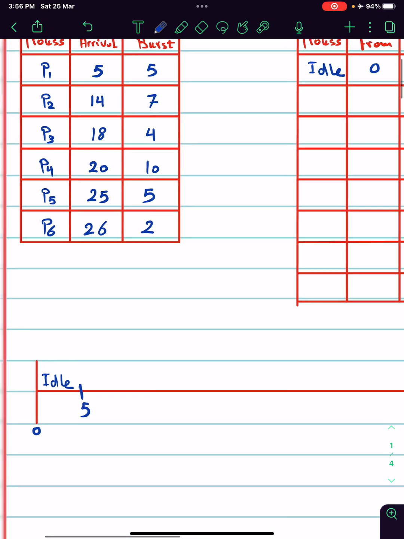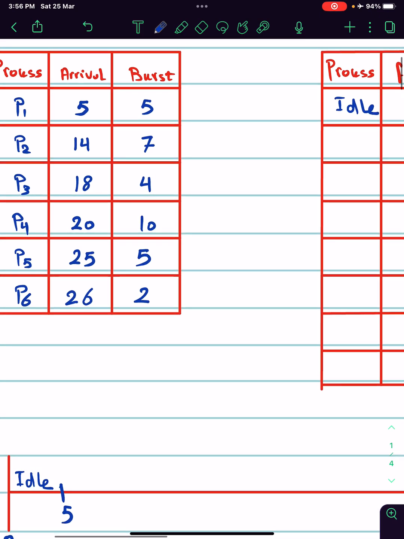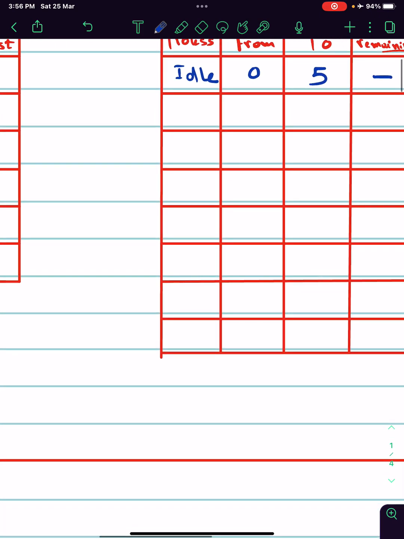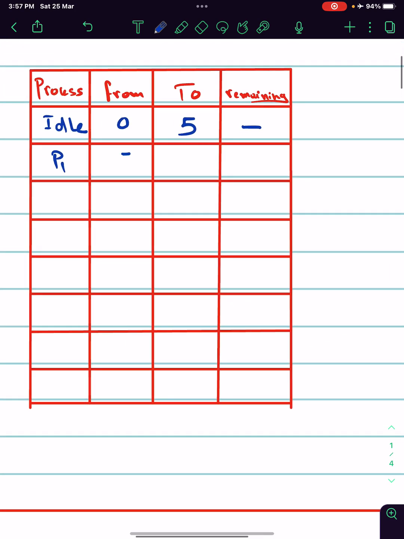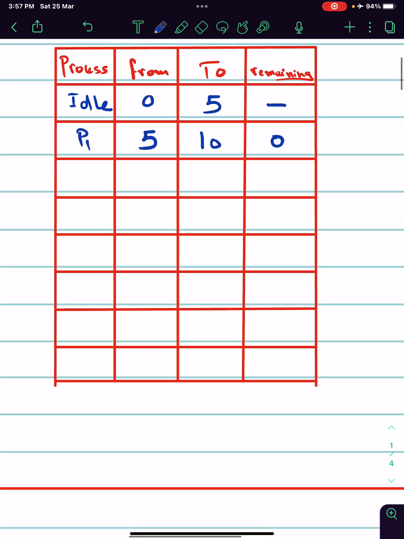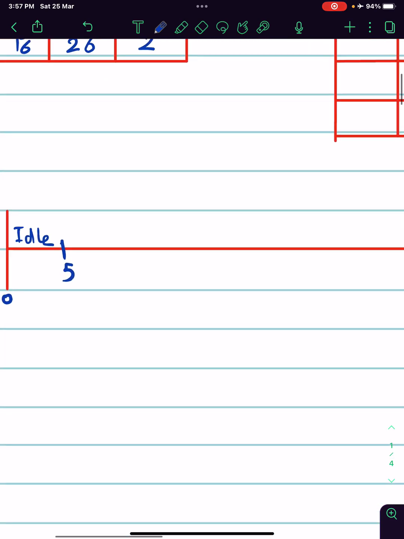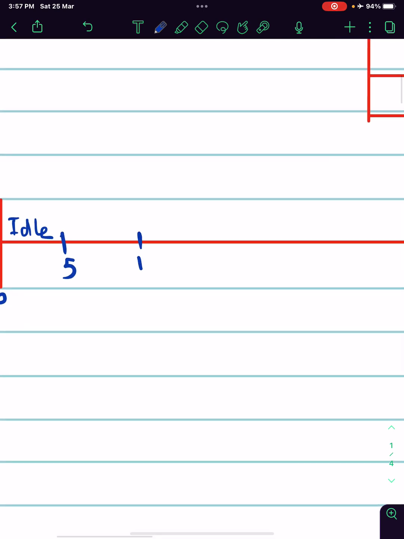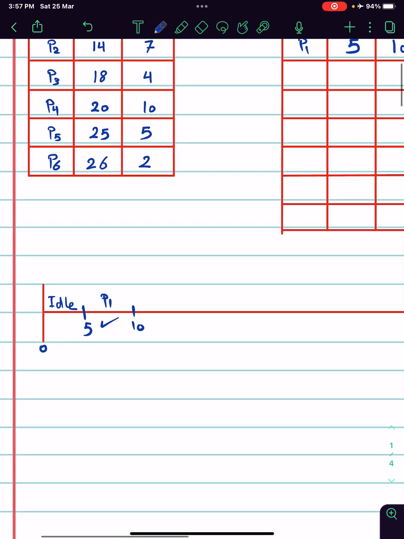Then we have the arrival of P1 at time 5, and the burst is 5. Again, it's non-preemptive, so P1 is going to be starting from 5 all the way to 10 because the burst is 5. And of course, the remaining is 0 because nothing will interrupt this process, so it will continue until it's done. So from 5 to 10, you have the execution of P1, and P1 is done.